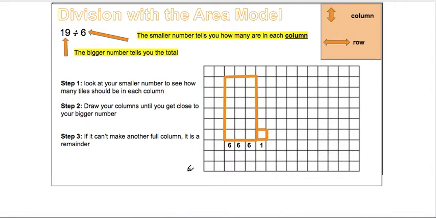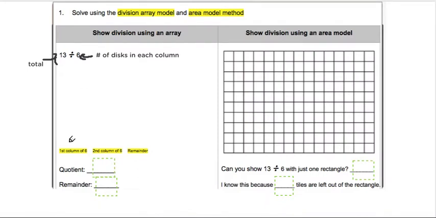Now here's the thing, y'all. Column means up and down. Row means left to right. We're going to be focusing on column today. So are we going up and down or left to right? If you said up and down, you're absolutely correct. We're going to be going up and down to show our columns.